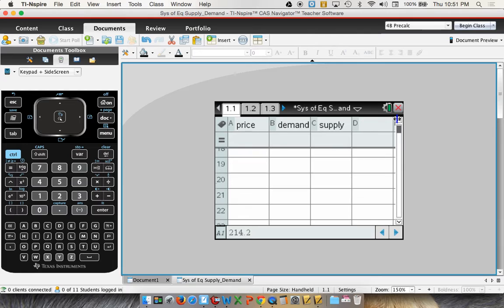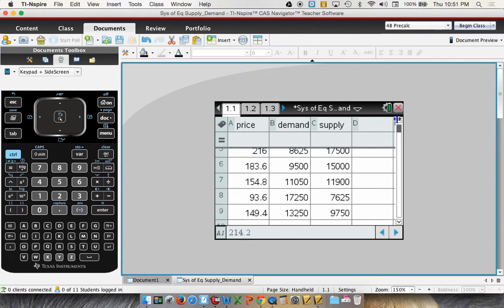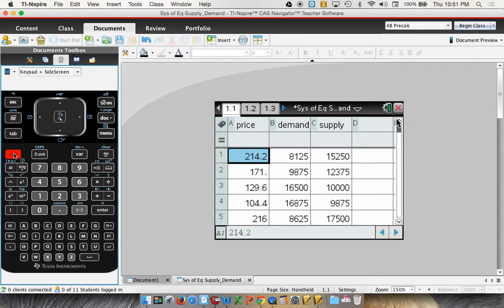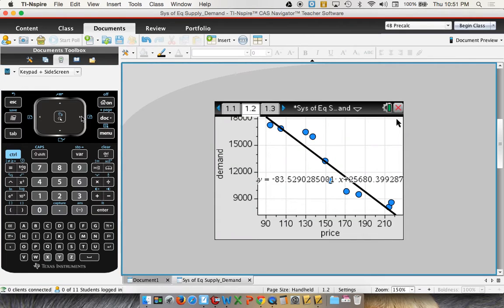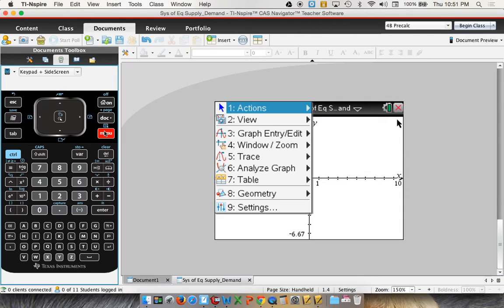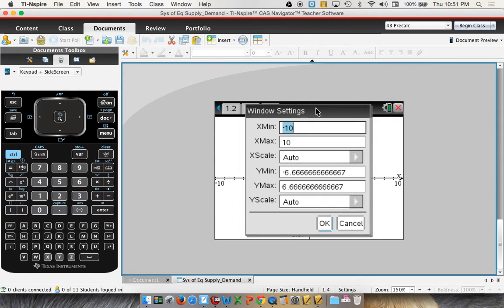So you've got to have your X coordinates for price running in hundreds, between 100 and 200 something, and then you're looking at 15,000, 17,000 on the Y's. Zooming will not work when these are that far apart. So I'm going to go to menu here, except I've got to get back to my page. I'm going to go menu. Yes, you guessed it, window settings.